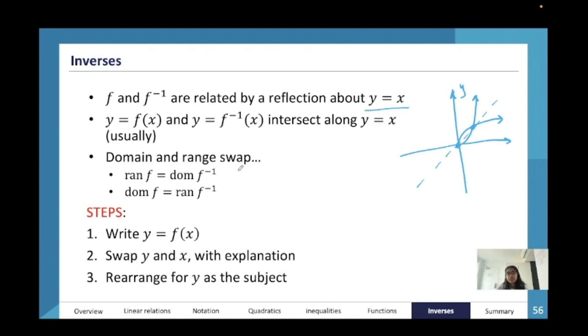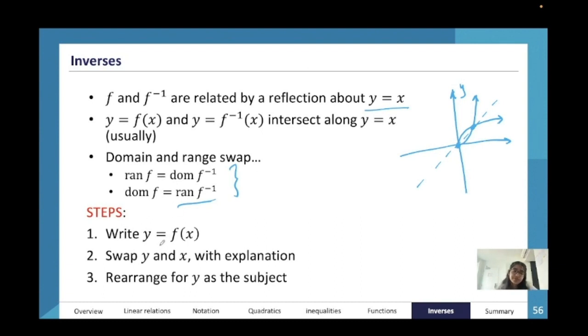And the domain and range swap. This is a really useful property. The domain of the original function becomes the range of the inverse function, and the range of the original function becomes the domain of the inverse function. That's because you're swapping x and y, so you're also swapping the values of x and y.